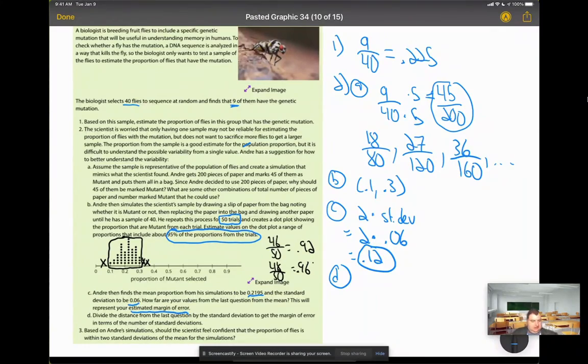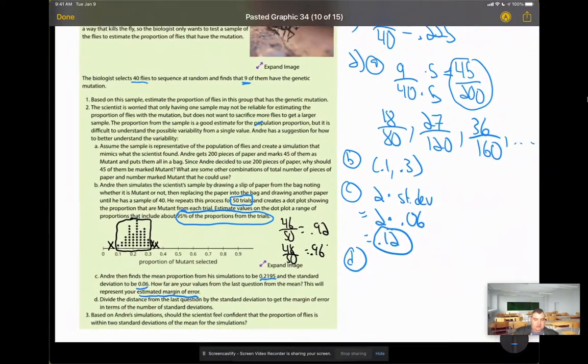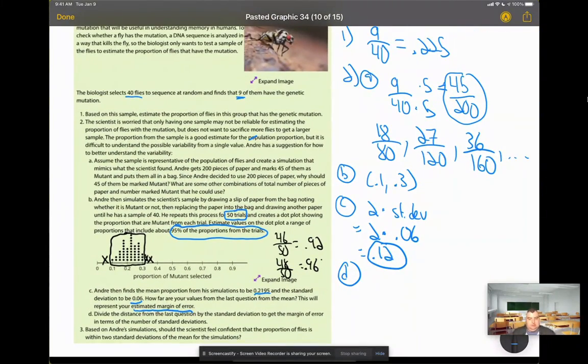And then D. Divide the distance from the last question by the standard deviation to get the margin of error in terms of number of standard deviations. My answer from the last question was 0.12. My standard deviation is 0.06, which gives me 2 standard deviations. And we know that 95% of the data is within 2 standard deviations of the mean, again from our previous lessons' notes when we talked about normal distributions.